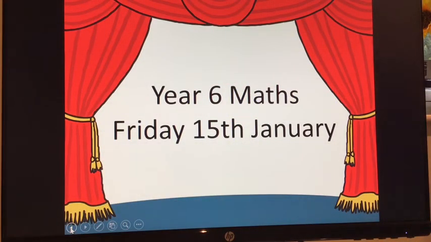So we're doing a lot about shape this week, so I thought we'd have a bit of a 2D shape quiz during maths today. So what you will need is a pen and a pencil, and get ready to name the shapes.